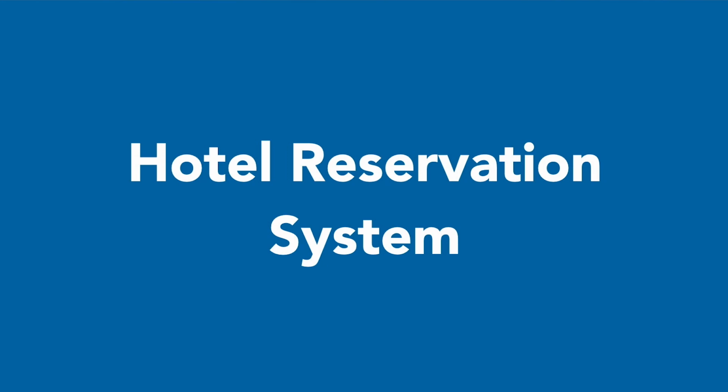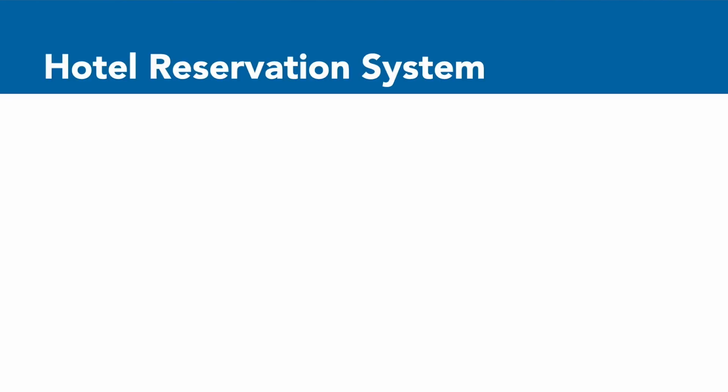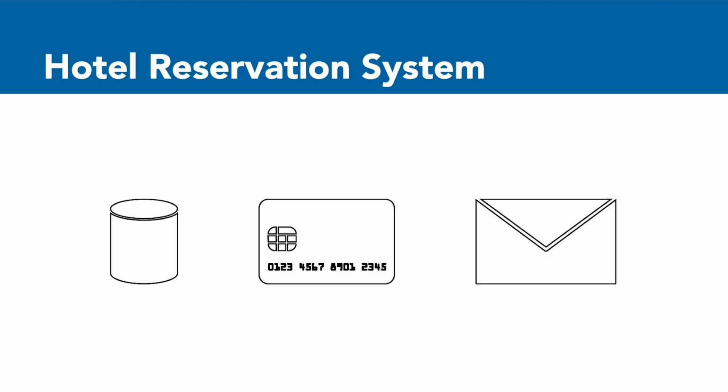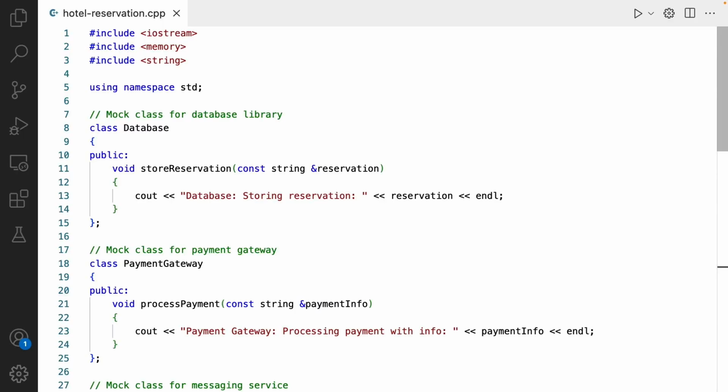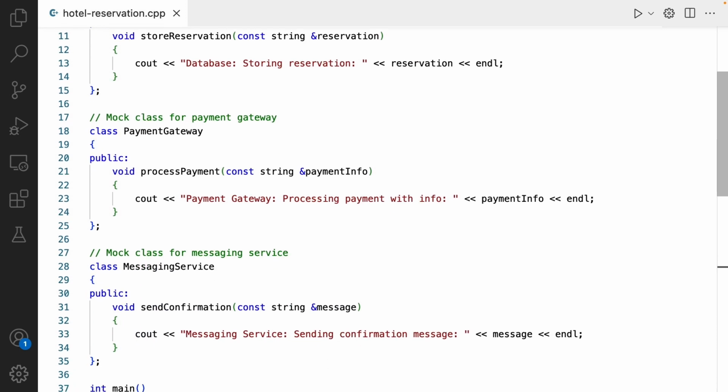Let's say we are building a hotel reservation system. The system needs to coordinate the work of several existing components such as a database library, a payment gateway, and a messaging service. Here's the source code of our demo project. We can see that each component or subsystem is implemented as a separate class. We have a database class to store reservations, a payment gateway to process payments, and a messaging service class to notify customers about their reservations.